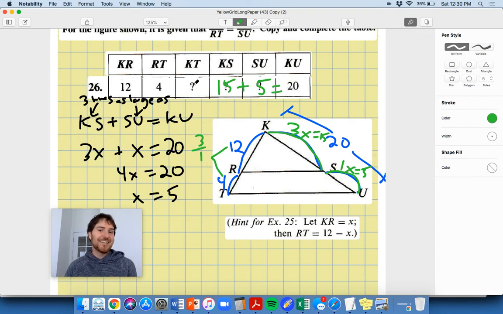We didn't have to do this one, but we might as well fill it in. What's KT going to be? Well, KT is just going to be 12 plus 4, because the segment addition postulate tells you that Kr plus Rt equals KT, and that's going to be 16 right here. So there's your answer. There is method number 1.